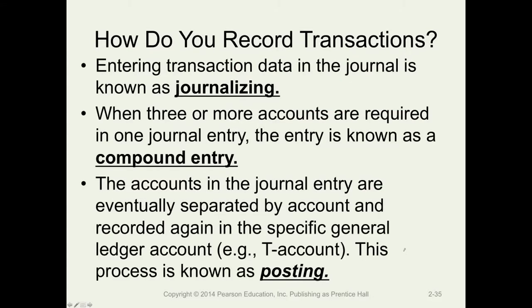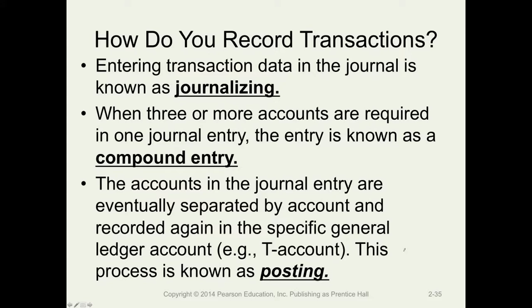Now, the process that we're going to be looking at in a second, when we first record transactions in the journal, we call this process journalizing. And we could have more than one account involved on the debit side, more than one account involved on the credit side. So when there are 3 or more accounts, we have what are known as compound entries.